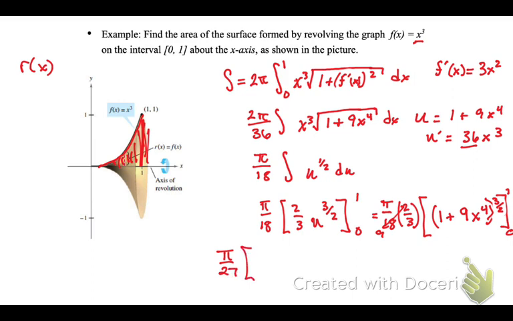And so when we plug in 1, we get 9 plus 1 is 10, so 10 to the 3/2, and then minus 1 to the 3/2, or minus 1. And anything after that would have to be put in your calculator, and you would get approximately 3.563.